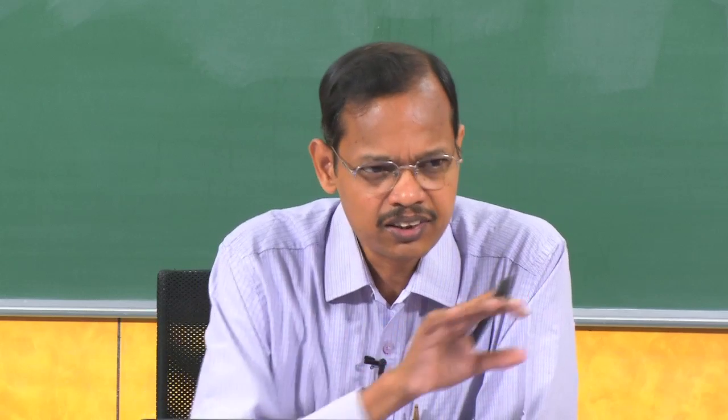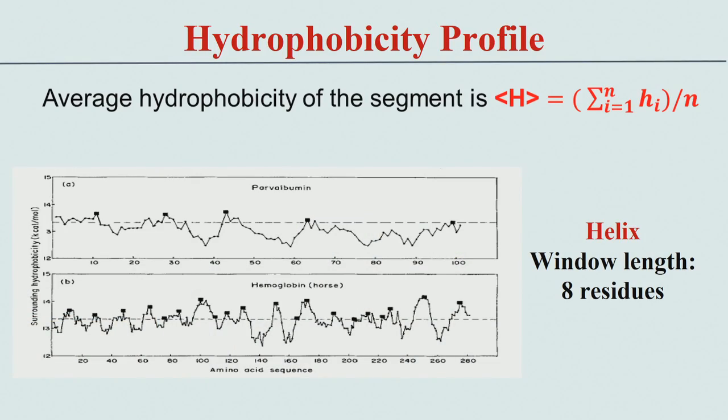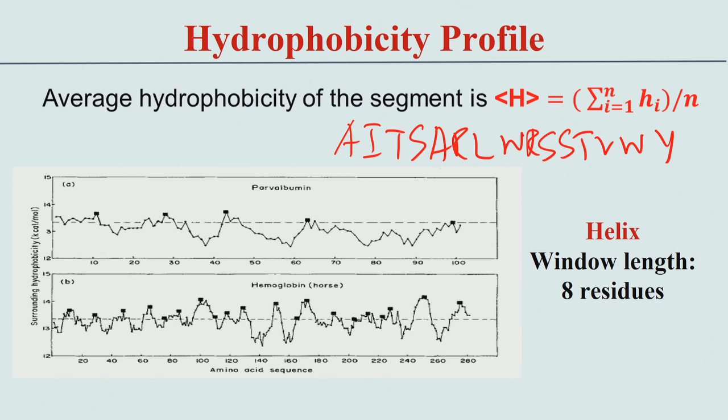For any sequence, for example, if you have a sequence, you can make different window lengths. For example, if you take a window length of 8 residues, take 1 to 8, 1, 2, 3, 4, 5, 6, 7, 8, and the value is equal to the sum from i equal to 1 to n of hi divided by n. What is hi? Hydrophobicity. This is the hydrophobicity value.